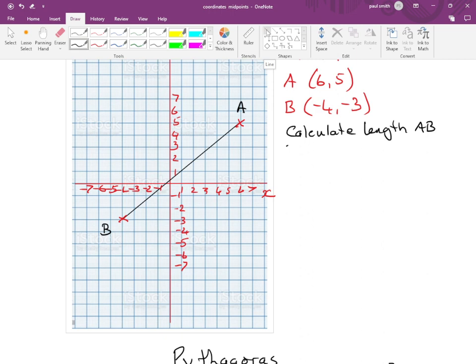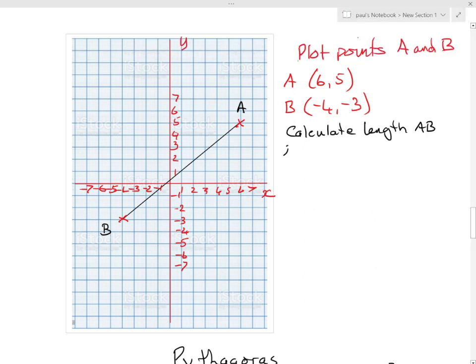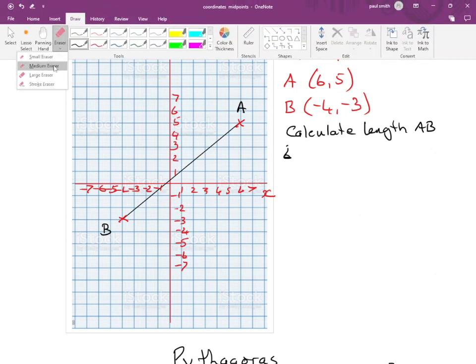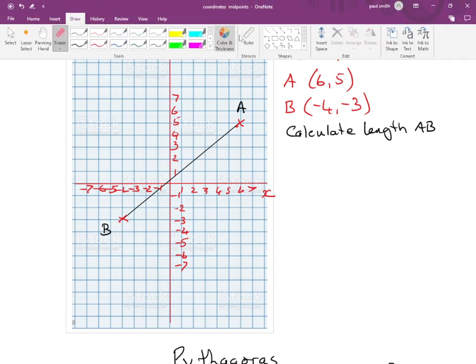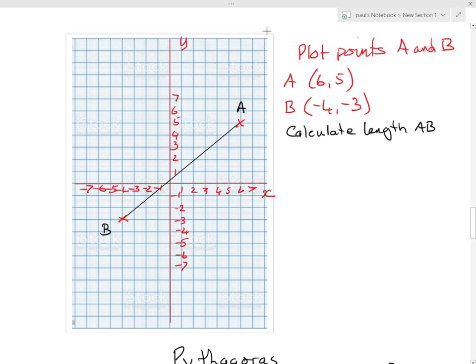Not really. We could do it this way, couldn't we? We could do the x's from 6 to minus 4. Oh, that's going to calculate the midpoint. That's no good, is it? We don't need the midpoint. Calculate the length AB. So we do need to make a triangle. We need to make a right-angled triangle there.